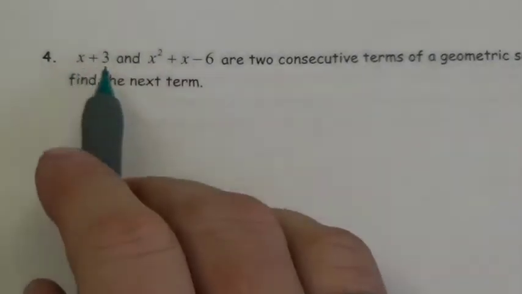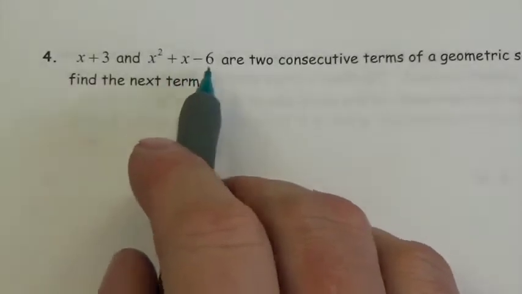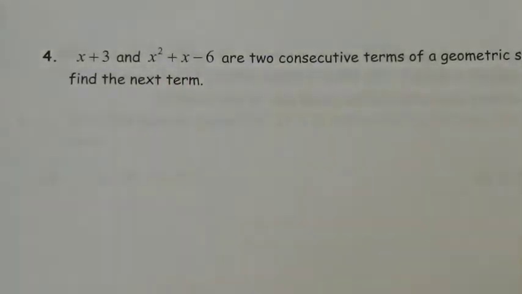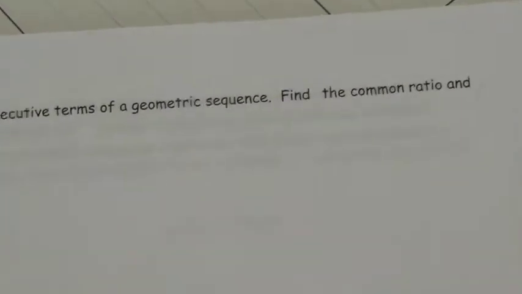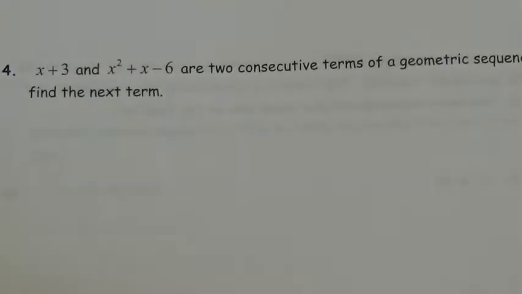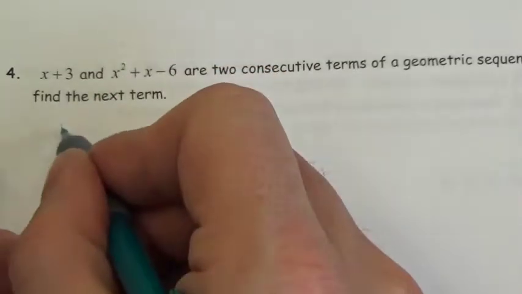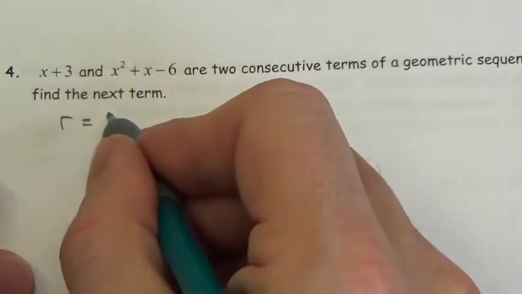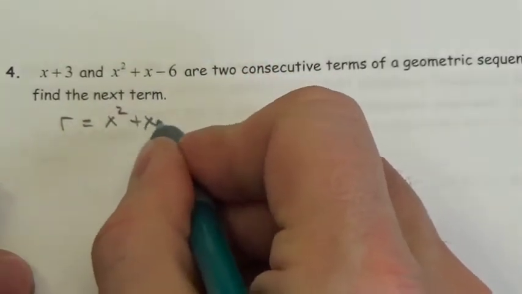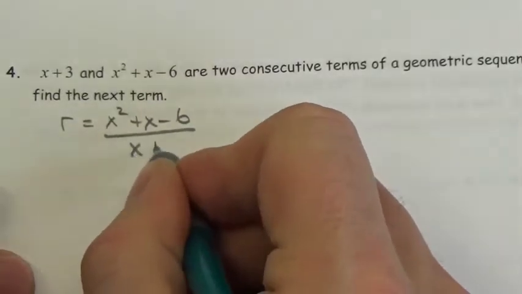Okay, x plus 3 and x squared plus x minus 6 are two consecutive terms of a geometric sequence. We want to find the common ratio and the next term. Okay, well, r is going to be the second term divided by the first term.